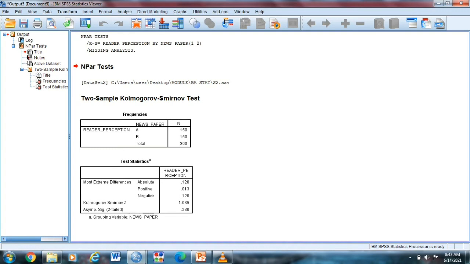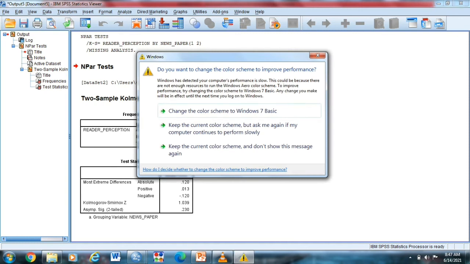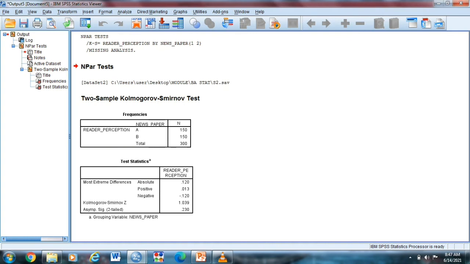We have the table 2, the reader perception and most extreme differences. We have the absolute is 0.120 and the most extreme difference positive, we have 0.013 and the negative is negative 0.120. Okay, then punta tayo dito sa level of significance. So, ano nakikita natin? We have 0.230.